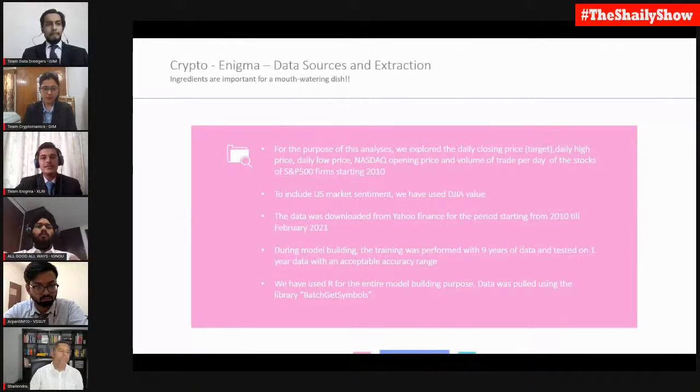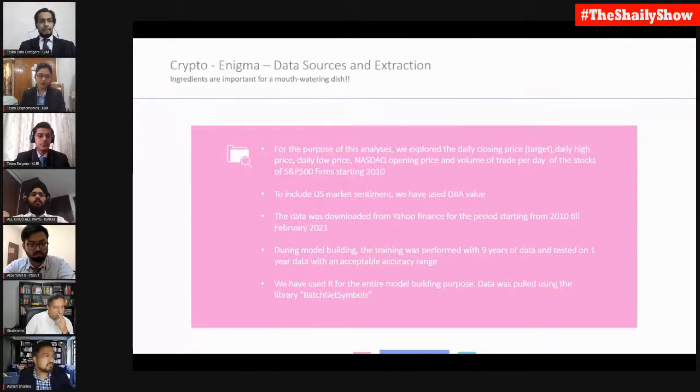And for model building, the training we performed was with 9 years of data, and we tested it on 1 year of data to see whether the model was accurate or not. So from 2010 to 2019, we trained our model on the data, and then we predicted the values for 2020 to check how accurate our model was. We did our coding in R, and the data was extracted using the BatchGetSymbols library.